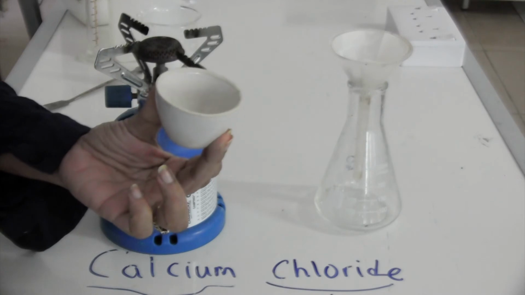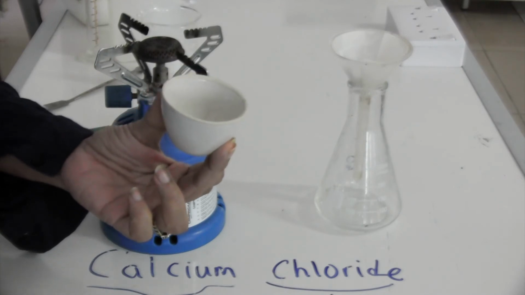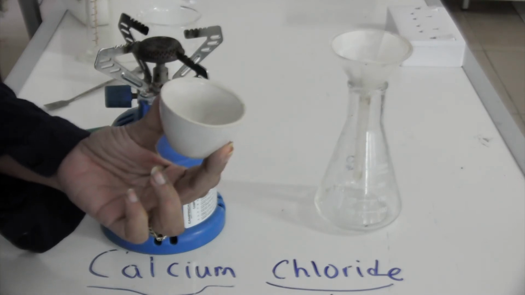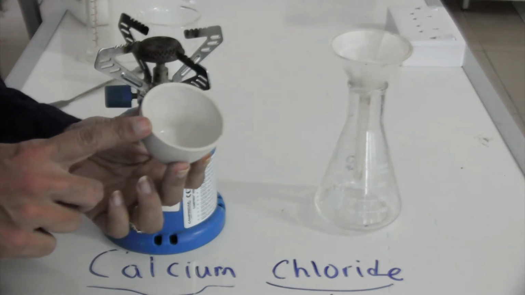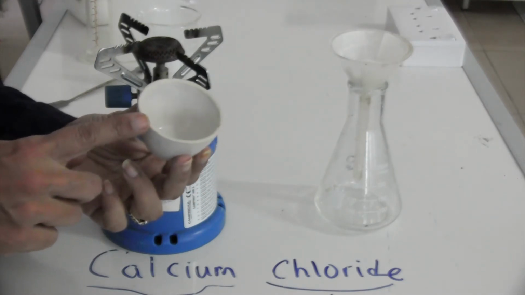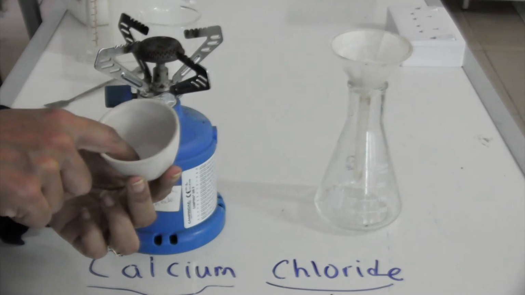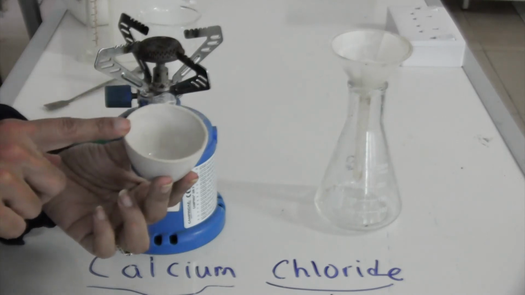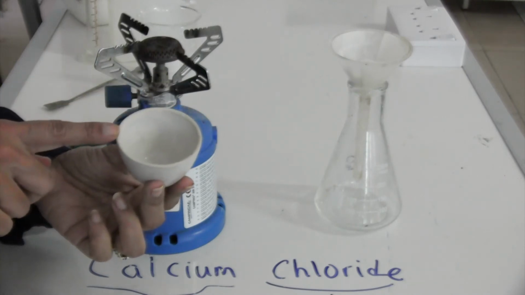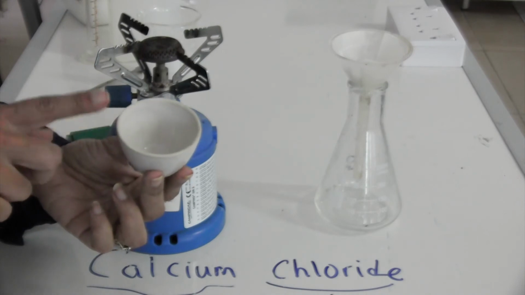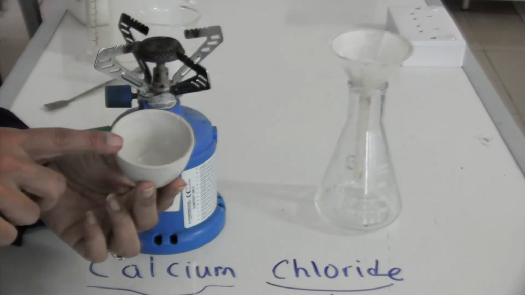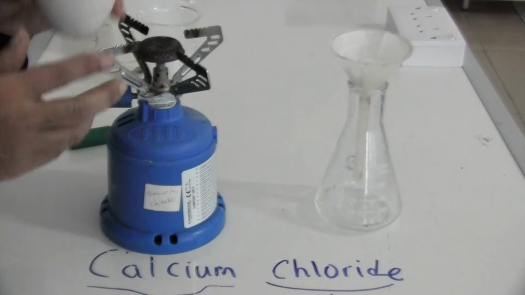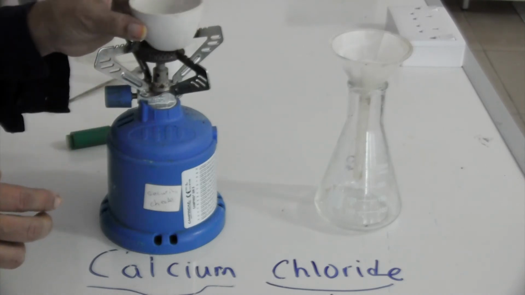It's a bowl, it's called a crucible, C-R-U-C-I-B-L-E. A crucible is a heat-resistant bowl where we can put our filtrate, and it is heat-resistant, so it will not break when I heat it. So I'm going to heat this up and evaporate the water from the filtrate. This is why I'm going to put it on top here.